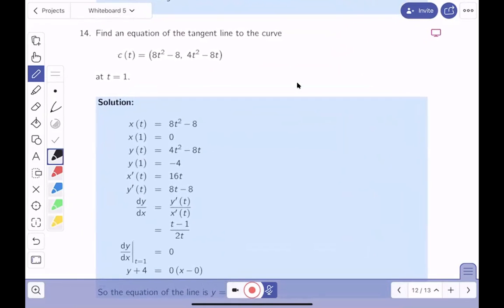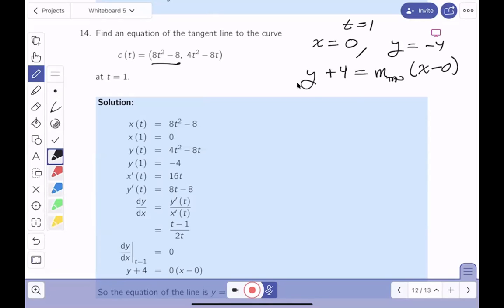So at t equals 1, x would equal what? Again, we're using this over here for x. That would be 0. And y, this is at t equals 1. And what's y going to be equal to at 1? It's going to be 4 minus 8, which is minus 4. So the equation of tangent line is going to be y minus a minus 4 m tangent, I don't know what that is yet, times x minus 0.